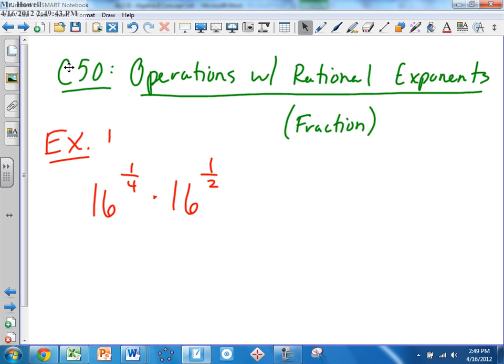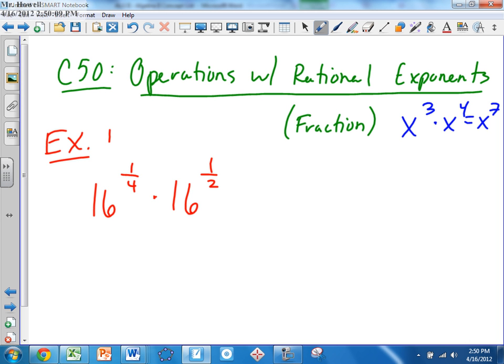Whenever I multiply two things with the same base, what must I do to the exponents? Add, right? Where did that rule come from? Remember the rule we had? Yes, it was very basic. X to the 3rd times x to the 4th is just x to the 7th, right? Wasn't that one of the rules that we did? Yep. It's the same problem. Now instead of x, I have 16. And instead of a 3 and a 4 as powers, I've got 1/4 and 1/2.